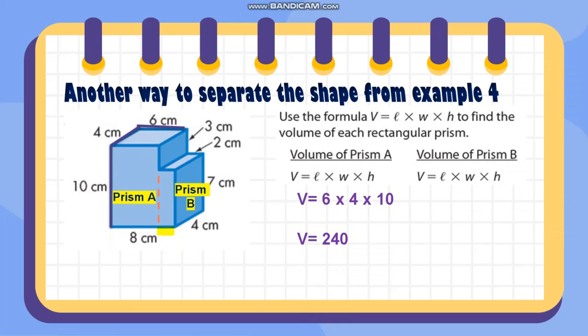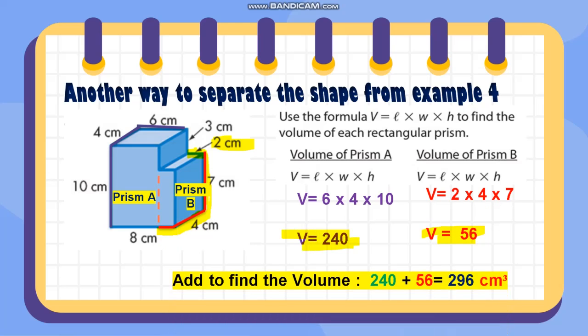Prism B is here, your length, your width, and your height. So your length is not 8 because you are measuring only from here up to here, and that is equivalent with the same length here, which is 2 centimeters. And your width is 4, and your height is 7. So 2 multiplied by 4 multiplied by 7, that is equivalent to 56. So when we combine these two volumes, the answer is 296, which is the same answer when we divide the shape horizontally.